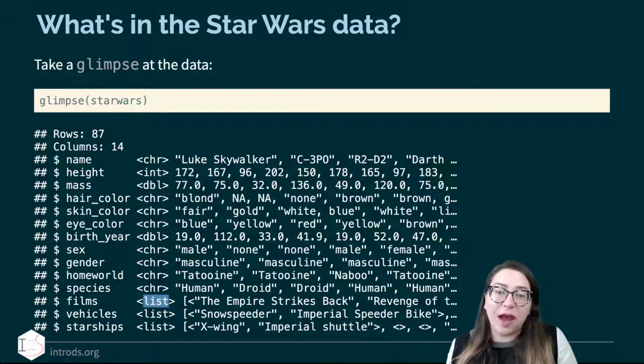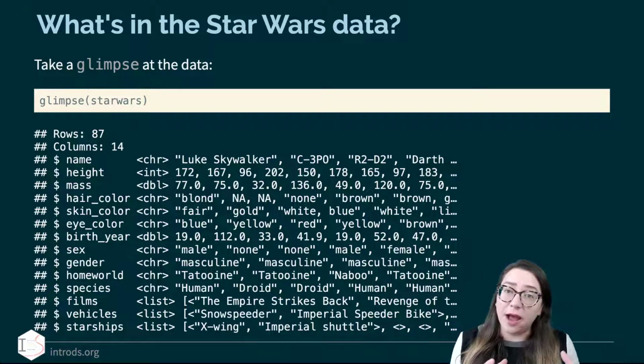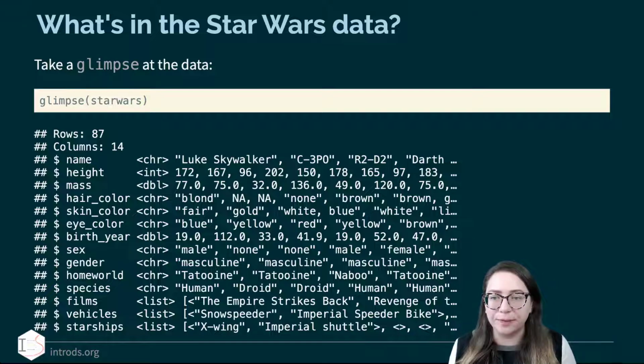Next, we can see a few of the observations from each of the columns. The first observation for the name is Luke Skywalker. The next one is C3PO, the next one is R2D2, so on and so forth. So under this glimpse representation, we can not only see the columns, the names of the variables, but we can also see a few observations from each of them to start getting a feel for the data.